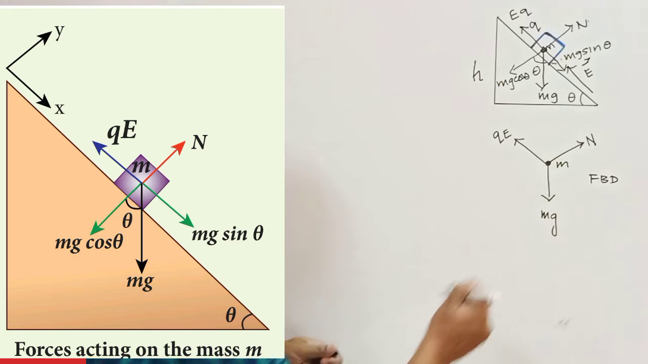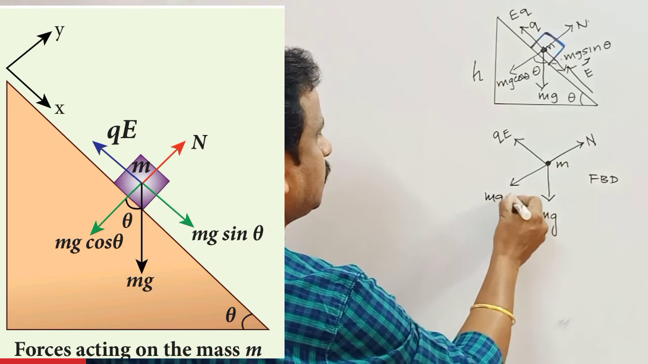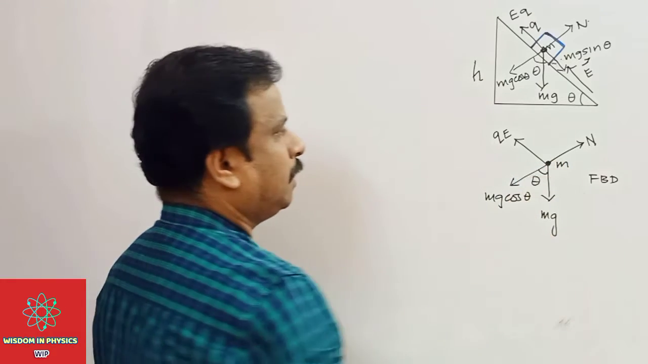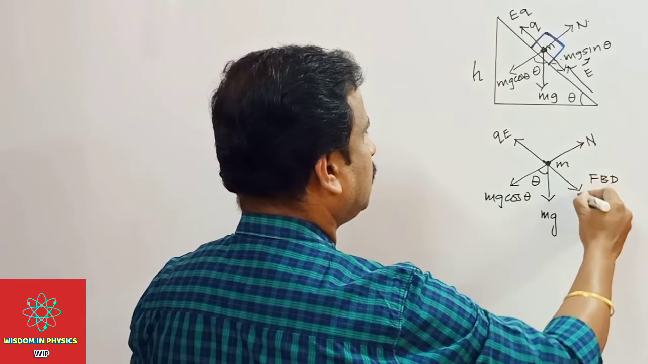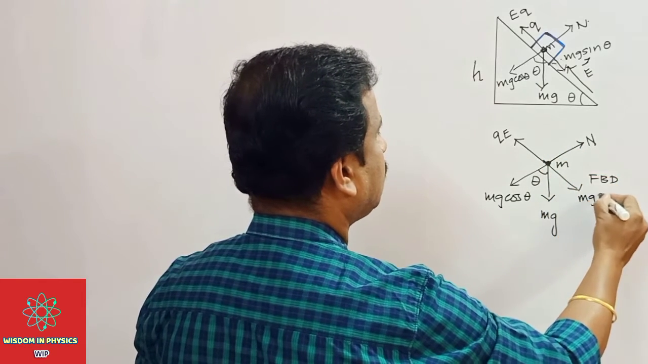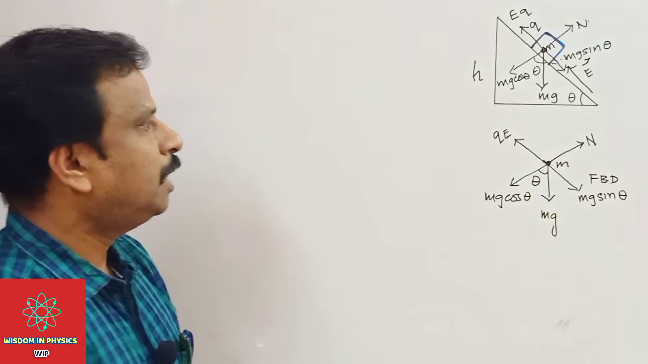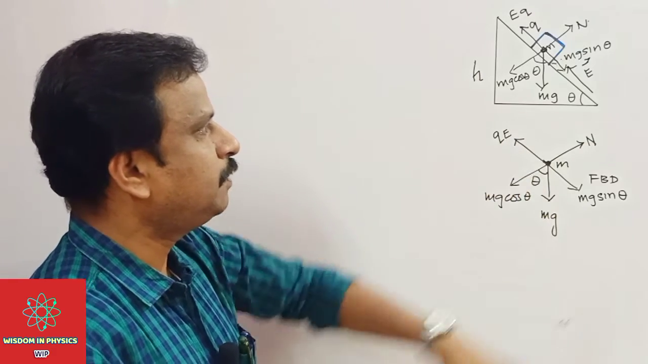So what happens, this normal force compensates this mg cos theta. Mg cos theta is compensated by the normal force and mg sin theta is balanced by the force due to the electric field. And don't worry about mg. So these are the vectors we have.